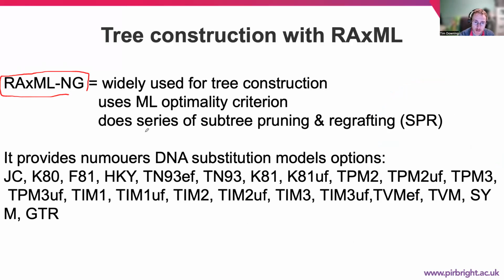And what this does is that it creates a tree, but does a series of subtree pruning and regrafting steps. So it takes bits off and moves them around and switches that to efficiently find the optimal model. It allows numerous different substitution models as shown by the list here. So once you've done ModelTest-NG, you can then run RAxML based on the substitution model that was most effective, and then visualize it with R.